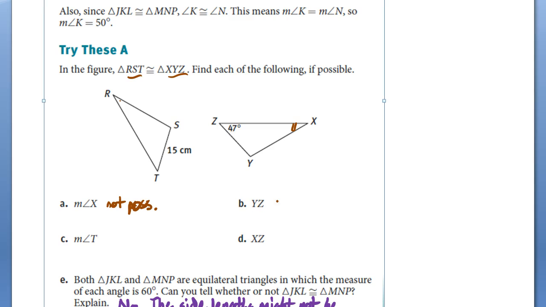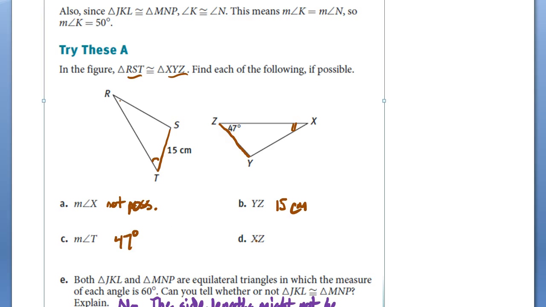Can we find YZ? Can we find this length? Well, in the other triangle, its corresponding side is 15 centimeters, and so yes, we can. That is 15 centimeters. What about the measure of angle T? Can we find this angle measure? Well, we can, because its corresponding angle is 47 degrees.